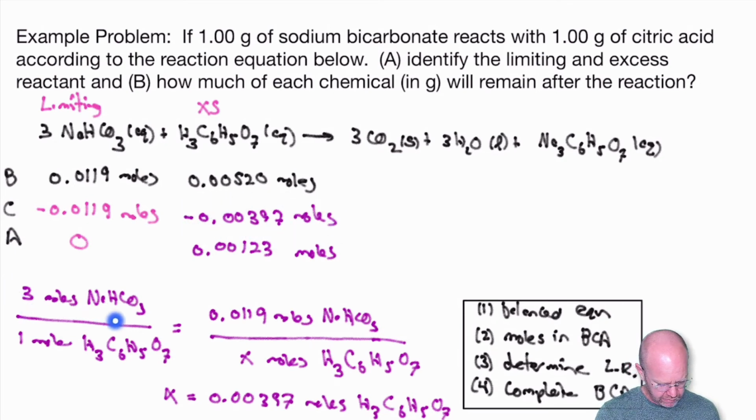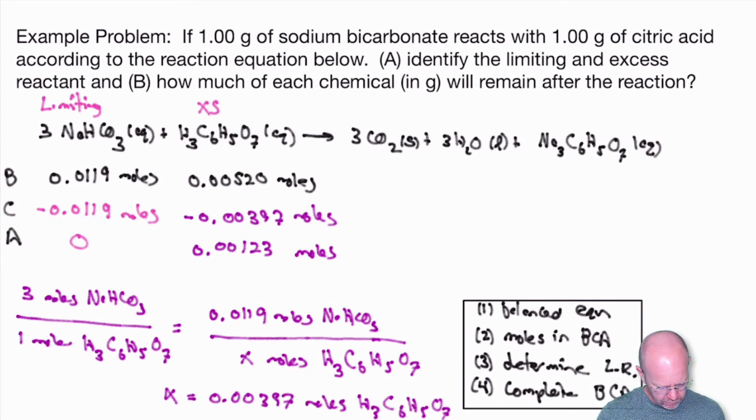So for every 3 moles of sodium bicarbonate, 1 mole of citric acid is consumed. And so the actual number of moles of bicarbonate we have is 0.0119 moles of sodium bicarbonate. And so we can solve for this x. When I did that process, I found that x is 0.00397 moles. That's the number of moles that are going to be consumed. So I put a minus sign there, and that's in the change category. That's how much is going to change.